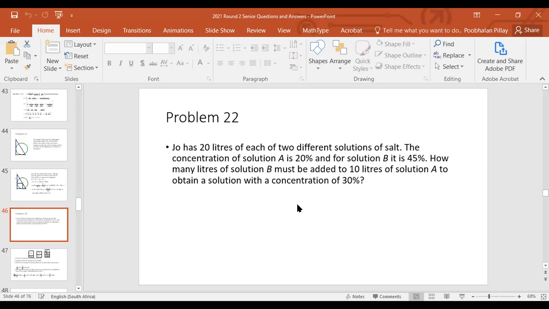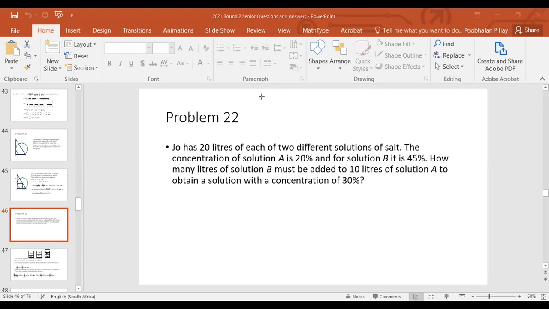Problem number 22 says Joe has 20 liters of each of 2 different solutions of salt. The concentration of solution A is 20%. All right, in situations like this, we normally draw diagrams quickly. Let me just draw a diagram.